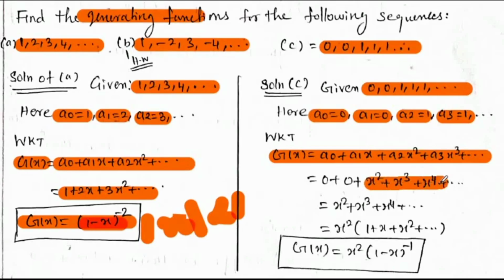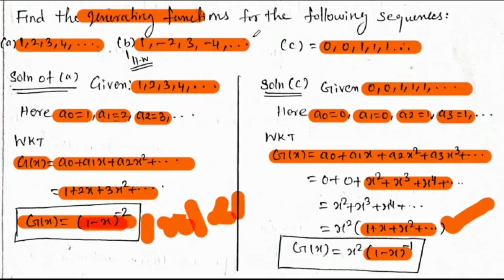x square is common, right? So we take x square out of this expression, and we get 1 plus x plus x square plus etc. If we multiply x square into 1, we get the first term. If we multiply x square into x, we get x cube. Similarly, we get x power 4. So x square into this is a geometric series, which is x square over 1 minus x, if modulus of x is strictly less than 1. This is the way to find a generating function for the given problem.